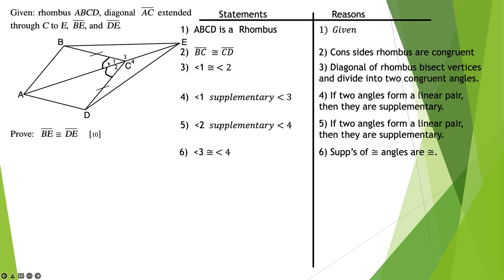In other words, 1 and 3 add up to 180, 2 and 4 add up to 180. If 1 is 50 and 2 is 50, then 3 and 4 have to be the same thing. They each have to be 130. As long as 1 and 2 are equal, 3 and 4 have to be equal. So supplements of congruent angles are congruent, and I have those angles congruent. Okay, so I have used up all the given, right?